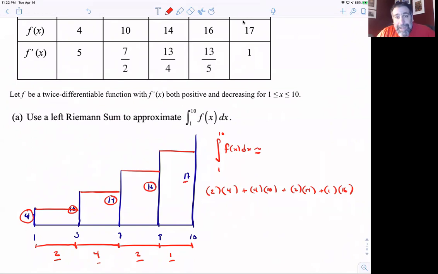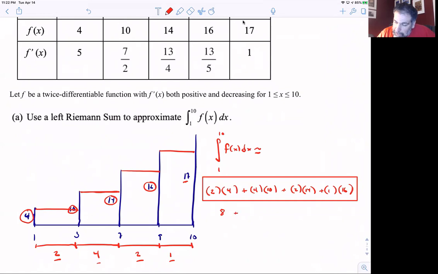So as far as the AP exam is concerned, this is a perfectly acceptable final answer. You do not have to simplify any of your arithmetic on the AP exam. Of course, if you wanted to, you could go through and say that this is going to be 8 plus 40 plus 28 plus 16.